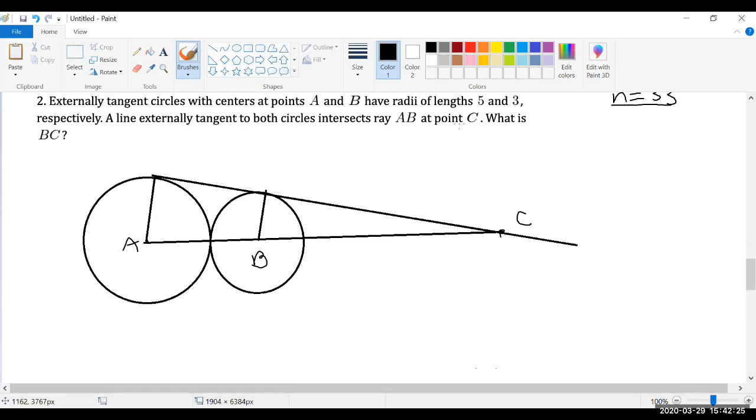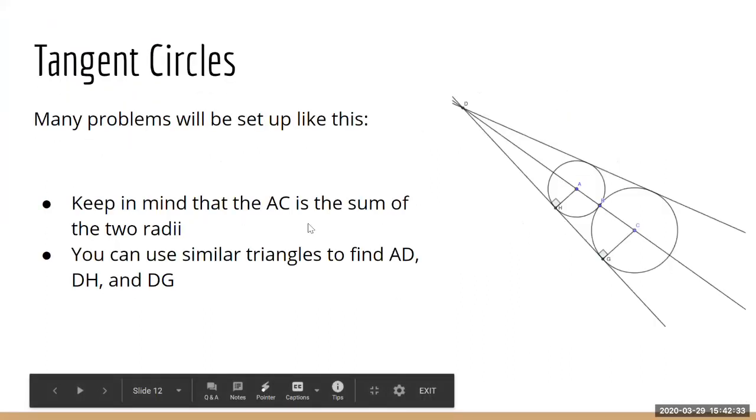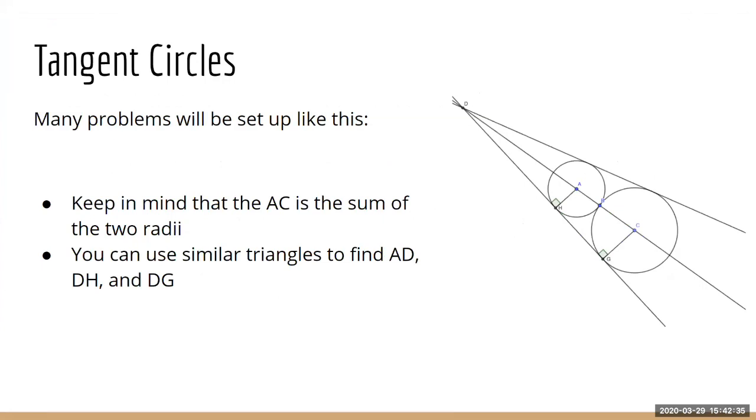So let me go to a slide. So we saw tangent lines for one circle, right? When we have tangent circles, a lot of the setups will look like this, okay? So two circles will be like that. They'll be tangent to each other externally. And then we can draw these external tangents, so DH or DG, and they'll intersect both of these circles once.